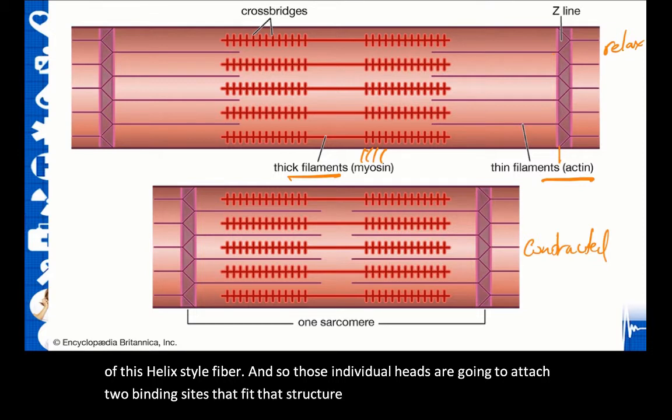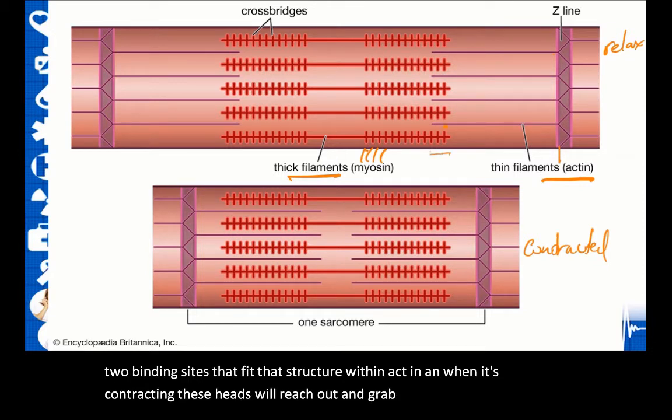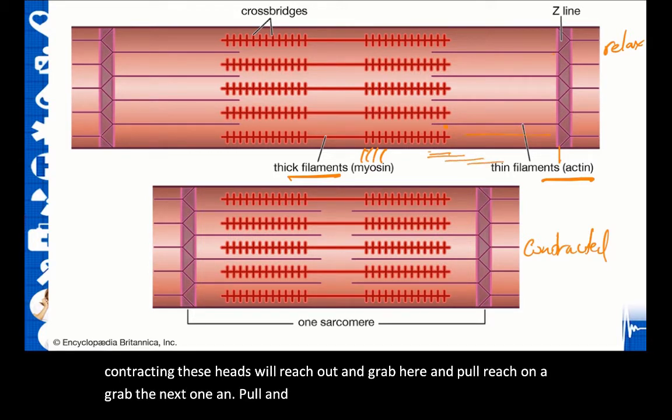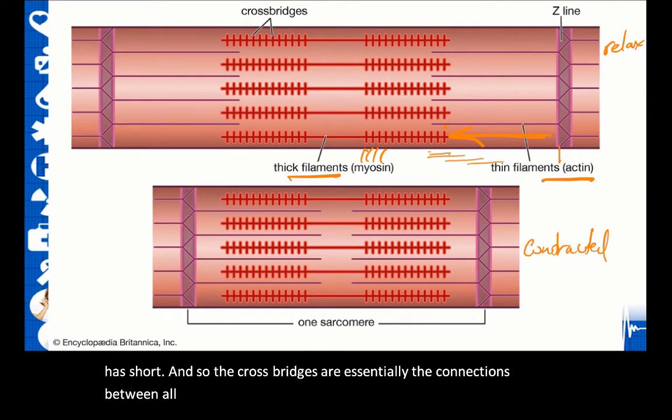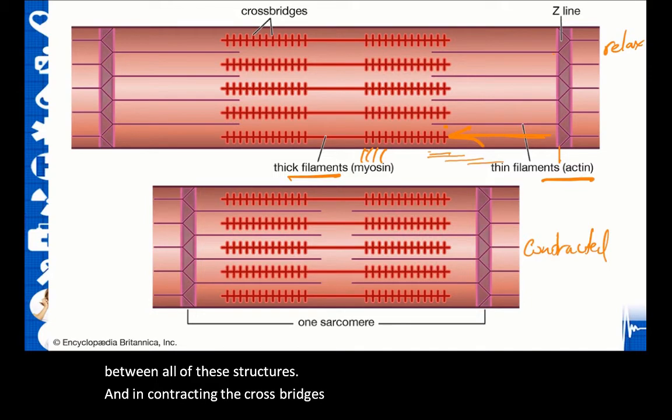And those individual heads are going to attach to binding sites that fit that structure within actin. And when it's contracting, these heads will reach on and grab here, and pull, reach on and grab the next one, and pull and pull and pull eventually until this entire line has shortened. So the cross bridges are essentially the connections between all of these structures. And in contracting, the cross bridge is the structural unit holding everything together.